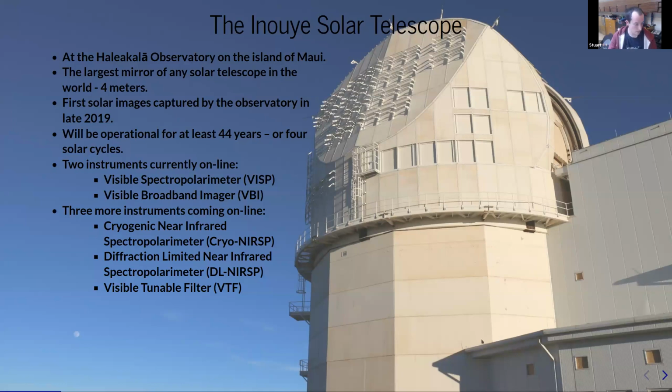And then DL-NIRSP, which is an IFU, so once it's calibrated to level 1, it captures a 3D cube of data in a single exposure. So it's space and wavelength, a fiber-fed spectrograph. And VTF, which is a Fabry-Perot interferometer, so that takes narrowband images at varying wavelengths.